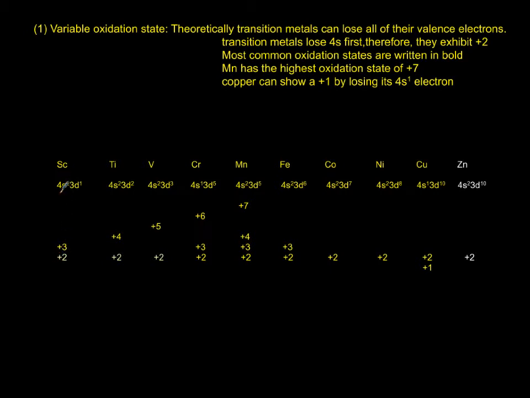So if these are your valence electrons, they are extremely close to each other. And first, you always lose the 4s electrons, giving +2. So all transition metals, you should remember, have +2.